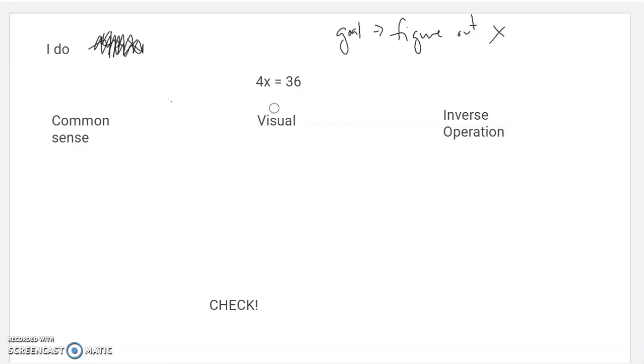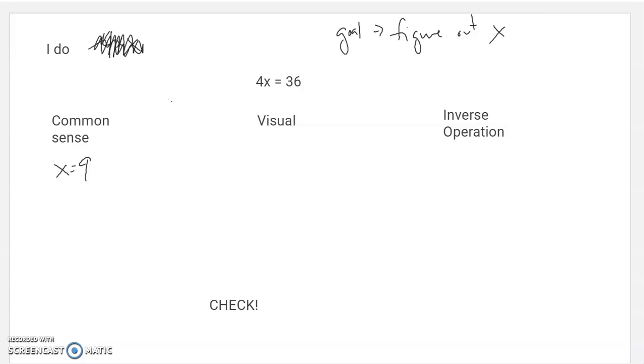Let's use those same strategies to figure out x. First one, common sense, you can probably just figure it out. 4 times what equals 36? If you know your multiplication tables very well, you know that 4 times 9 is 36, and that's all it takes. Common sense may get you there with little to nothing else.